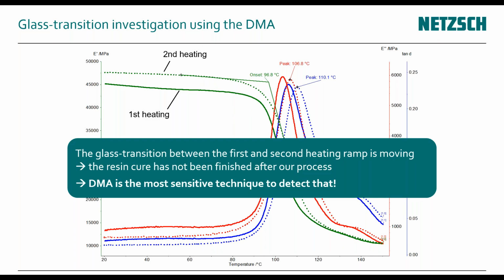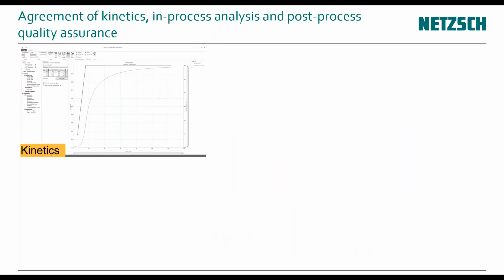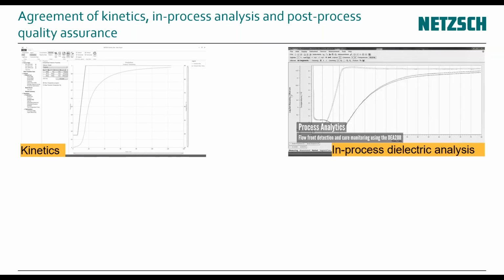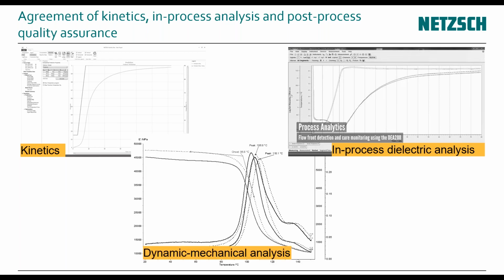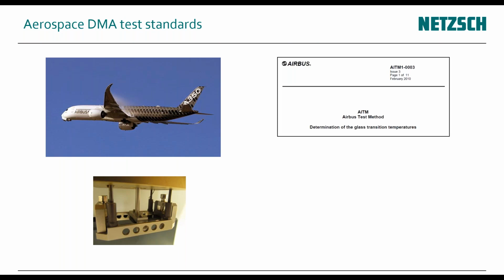If we think back to the Di Benedetto relation, it says the glass transition temperature is connected with the conversion. We see the glass transition is increasing, and so is the conversion. That is in very good agreement with what we showed in the other webinars as well. In the second webinar on kinetics and process prediction, we saw that it's not fully cured. InkPro's dielectric control tells that as well. And post-process quality control using dynamic mechanical analysis very sensitively shows you that your part is not fully cured.